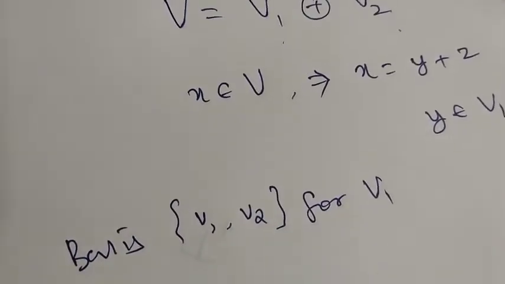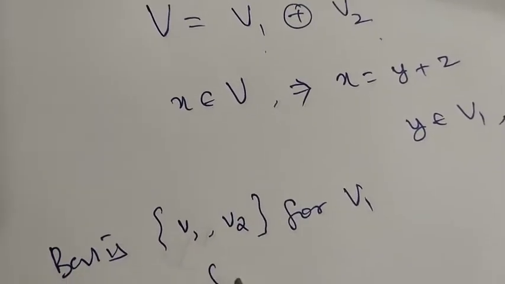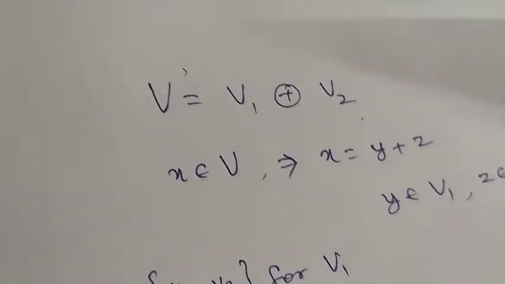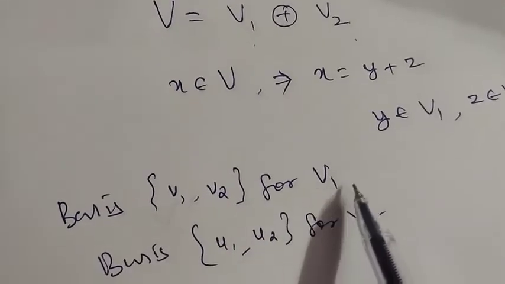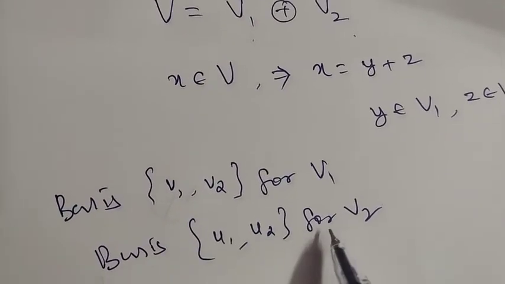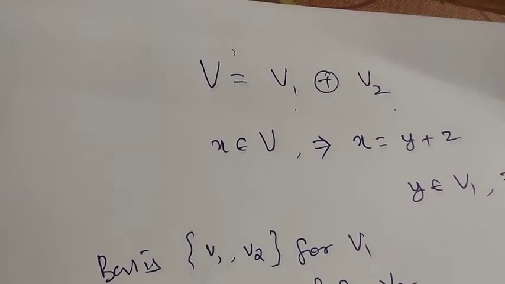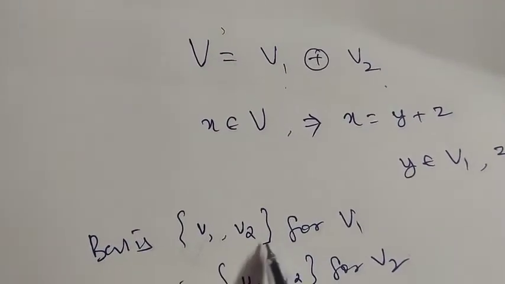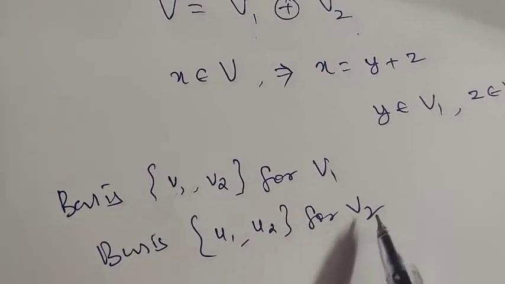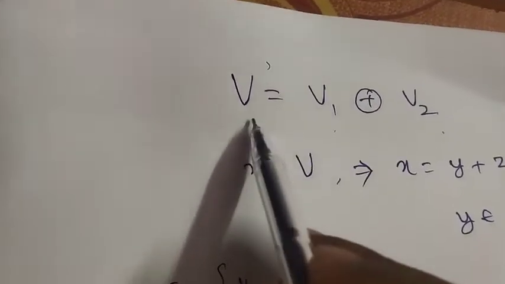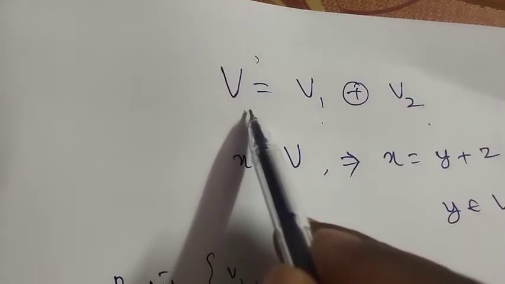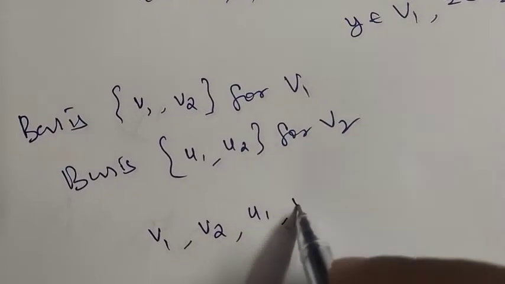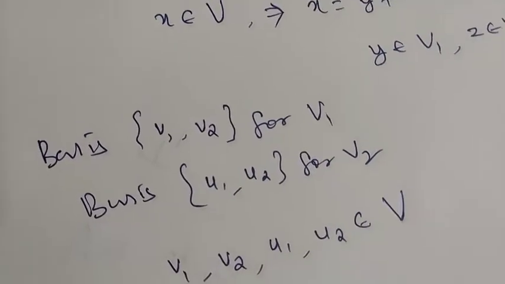Okay, the basis for V2 is, say, U1, U2. Understand now? So the basis for V1 is V1, V2, and the basis for V2 is U1, U2. Now look here. These are elements of V1, these are elements of V2, and so they are all elements of V only. V1, V2, U1, U2 are all elements of V only.